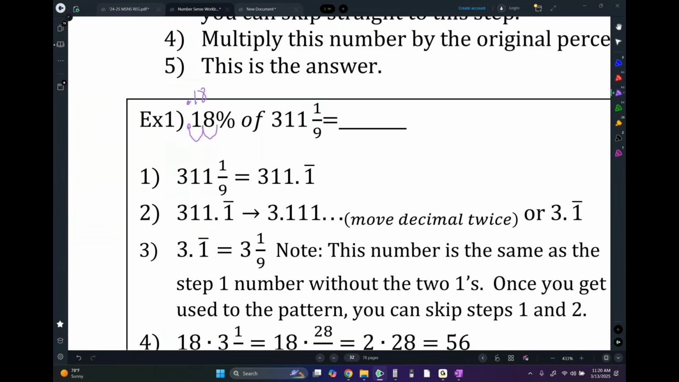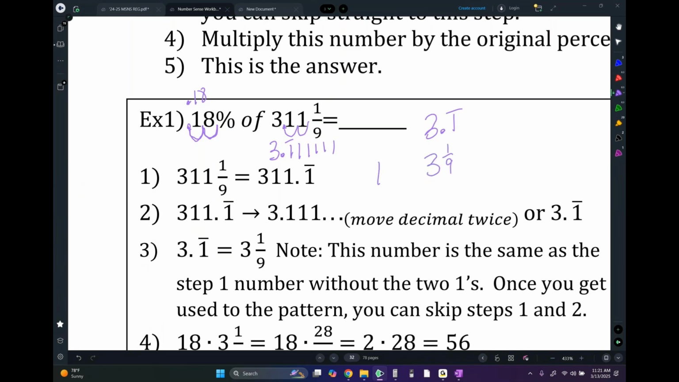But check this out. Instead of moving this decimal, we're going to move this decimal. Now this becomes 3.11, and 1/9 is 0.111. So this is just 3.1 bar. Yeah? And what is 3.1 bar, guys? Help me out. We should know this by now. We did this this morning. 3 and what? 28 over 9. 3 and 1/9, right?